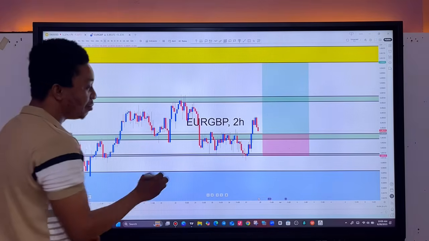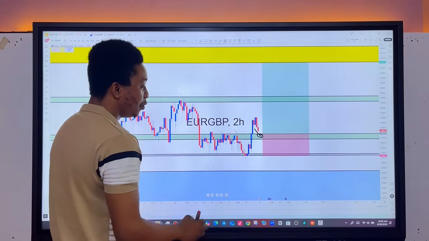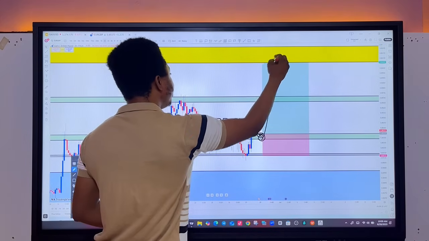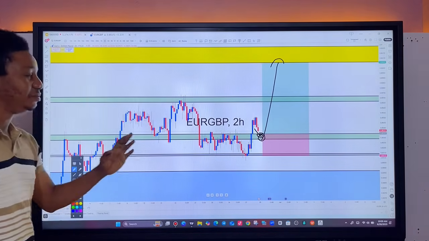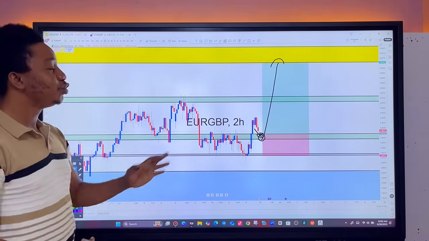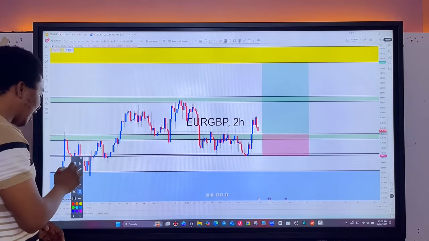So immediately price completes the higher low over here, we wait on candle confirmation, and then we buy all the way to the upside on UGBP. So UGBP, this is also our full and complete technical analysis.